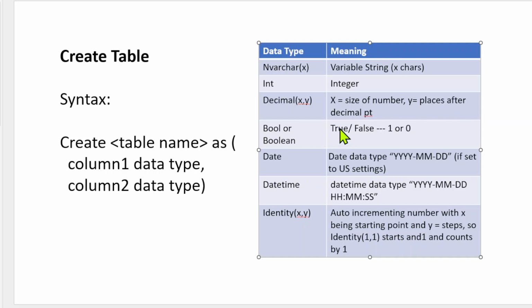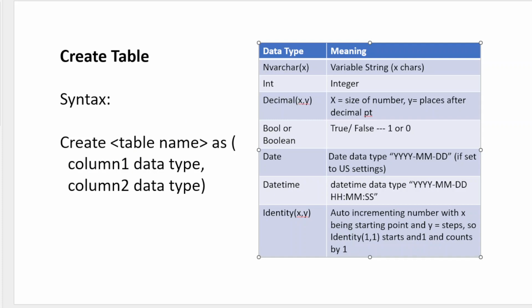Bool or Boolean, that's your true and false, ones or zeros. A date data type uses the date format year, month, day, if set to US settings. Datetime gives us not only the date, but also a timestamp. And then identity. Identity is an auto-incrementing number. It's like AutoNumber in Access, with X being the starting point and Y being the step. So identity of 1 starts at 1 and it counts by 1. Anyways, those are some common data types.